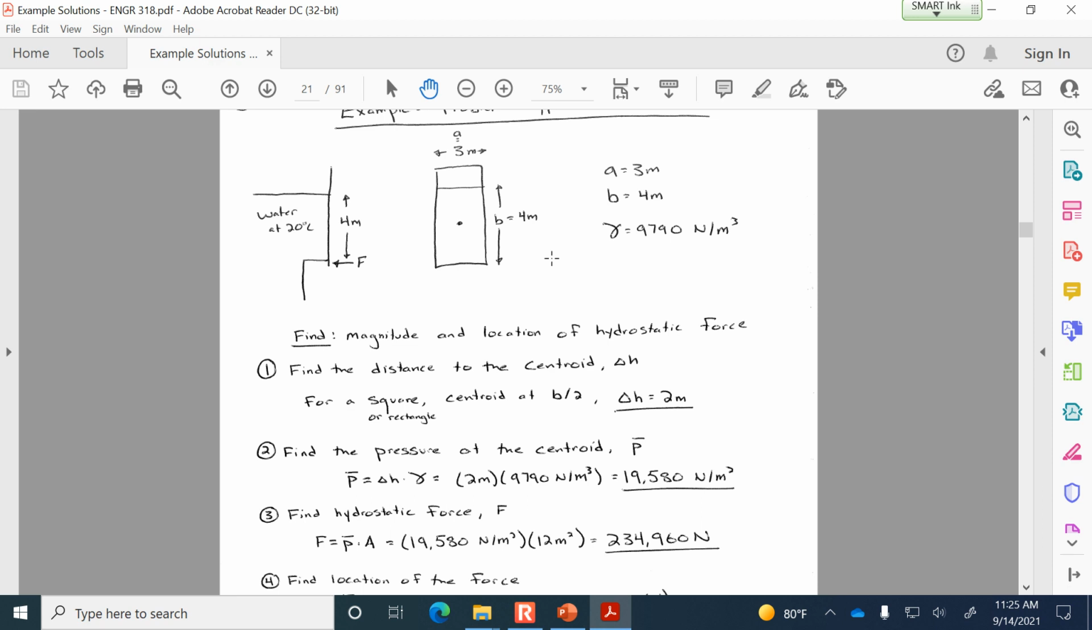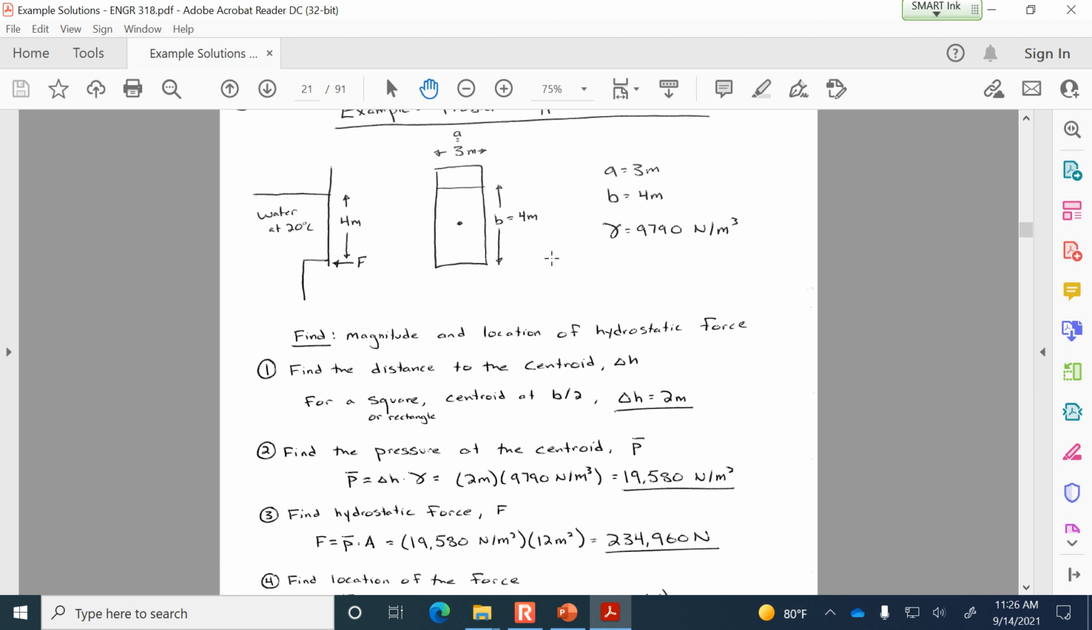All right. Three, find the magnitude of the hydrostatic force. So the force is P bar times area. So the magnitude of the hydrostatic force is going to be 19,580 newtons per meter squared times the area. And the area is 3 meters times 4 meters. So it's 12 square meters is the area of that gate.